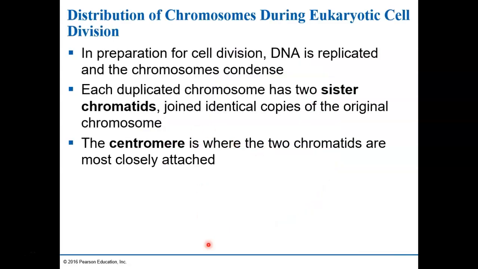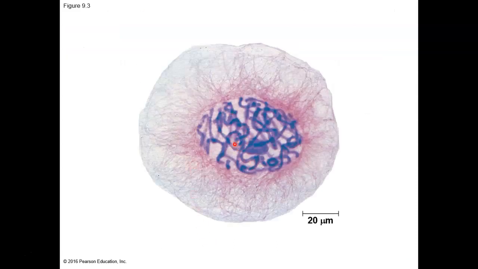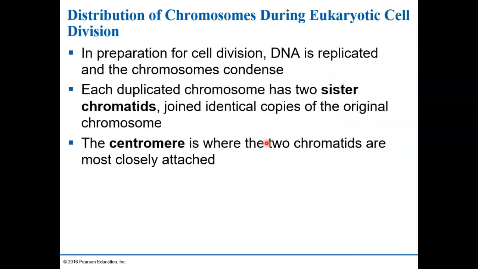So when we want to divide a cell, you've got to think that if we want to put the same stuff in every cell, we have to copy all of that DNA. So in preparation for cell division, DNA is replicated, and the chromosomes become these chromosomes as opposed to chromatin. Chromatin would just look like a blue filling in here. Each of these duplicated chromosomes, so after the DNA is replicated, we call it a duplicated chromosome. It has two sister chromatids. So two chromatids make up one chromosome, and they're joined at a structure called the centromere. The centromere is the structure that joins two chromatids together.